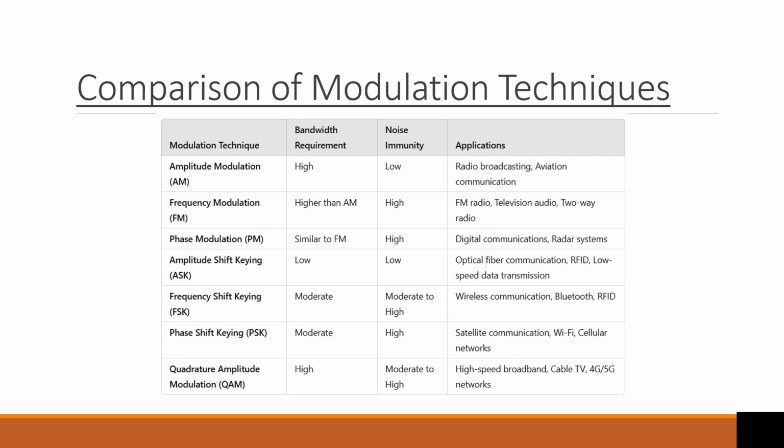In phase shift keying, PSK, bandwidth requirement is moderate, noise immunity is high, and it is used in satellite communication, Wi-Fi, cellular networks. And quadrature amplitude modulation, QAM, bandwidth requirement is high, noise immunity is moderate to high, and it is used in high speed broadband, cable TV, 4G and 5G networks.